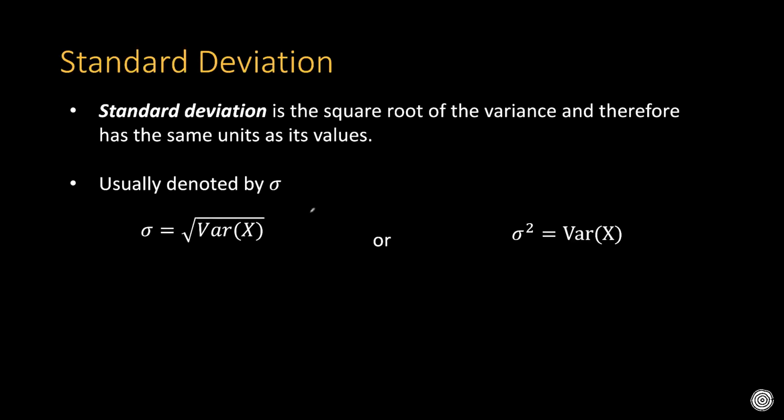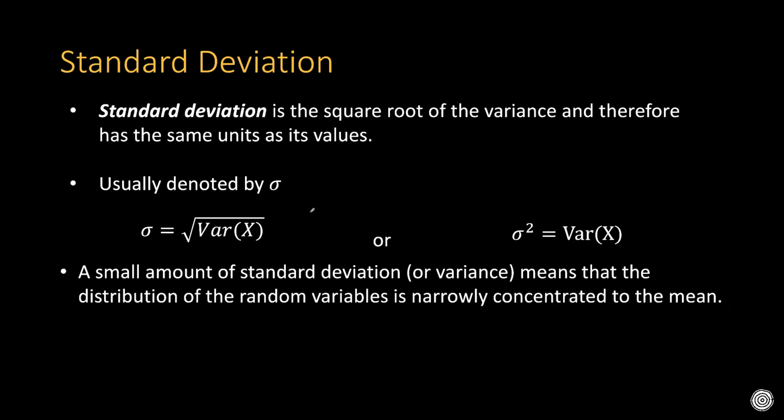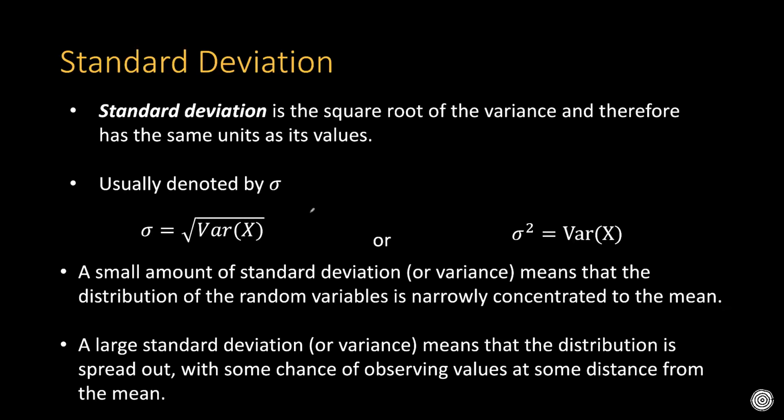What is important to understand in relative terms is that a small standard deviation, or variance, means that the distribution of the random variable is narrowly concentrated around the mean. A large standard deviation, or variance, means that the distribution is spread out, with some chance of observing values at some distance from the mean.